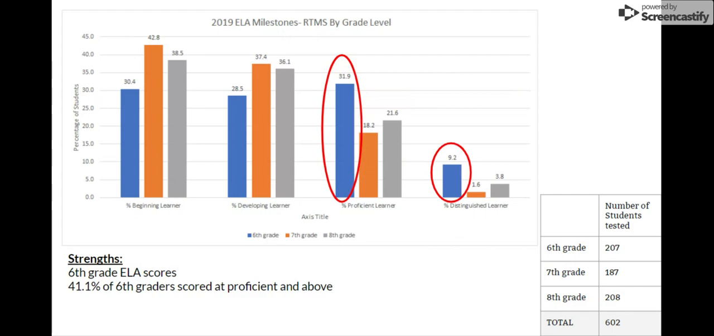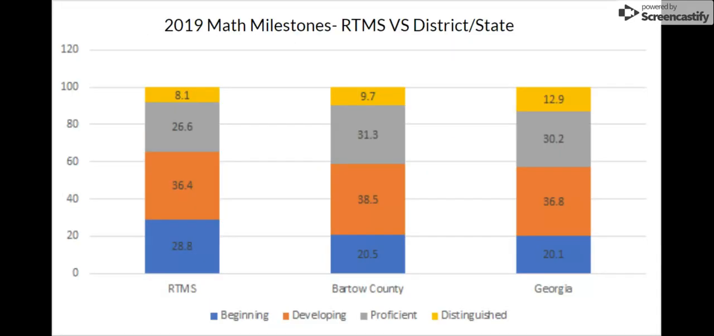Diving into our students at Red Top Middle School, we tested 602 students for the 2019 ELA milestones. Our strengths include our 6th grade scores. So we had 41.1% of 6th graders scoring at proficient and above, so level 3 and level 4. Some weaknesses would be our 7th grade. We had 42% of students performing at level 1. And in 8th grade, we had 38% of students performing at level 1.